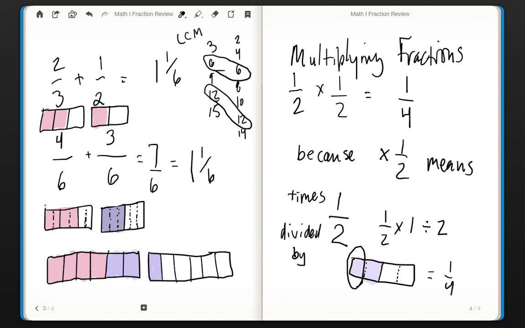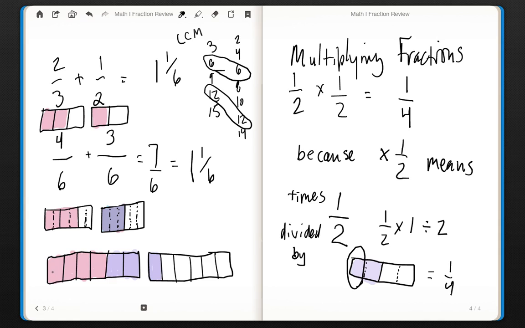So I split this into sixths and then this into sixths. There's 1, 2, 3, 4 sixths in 2/3, and there's 3 sixths in 1/2. And if you just add the numerators like before, you get 7 sixths.